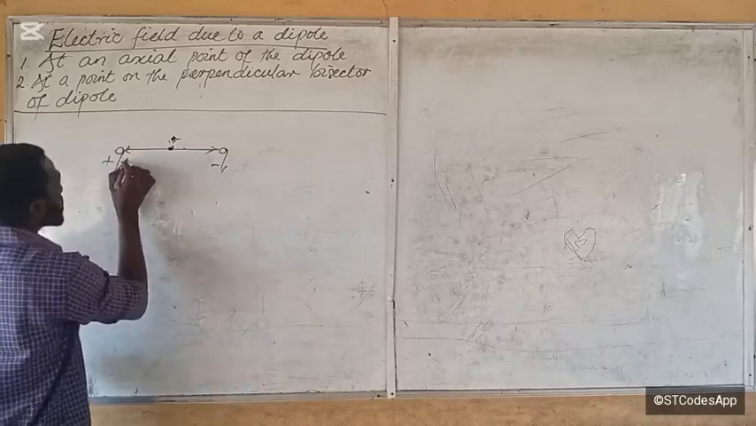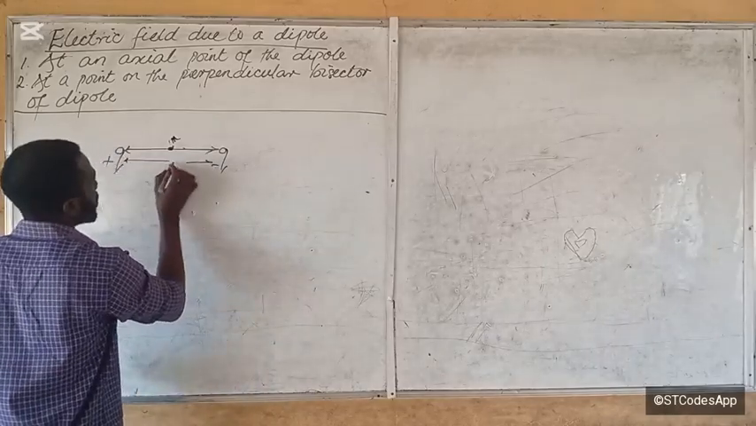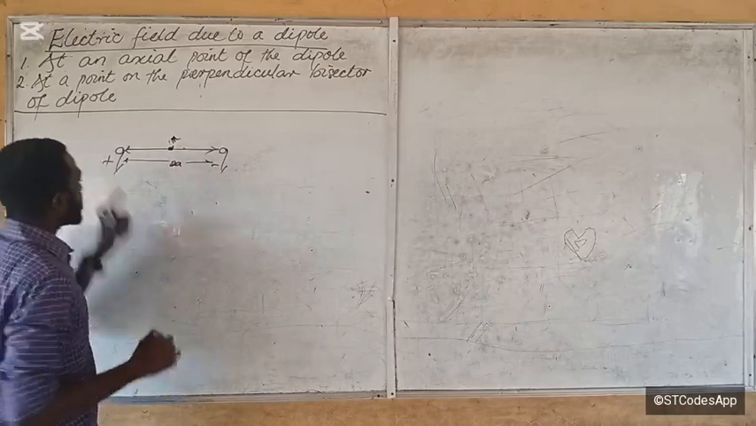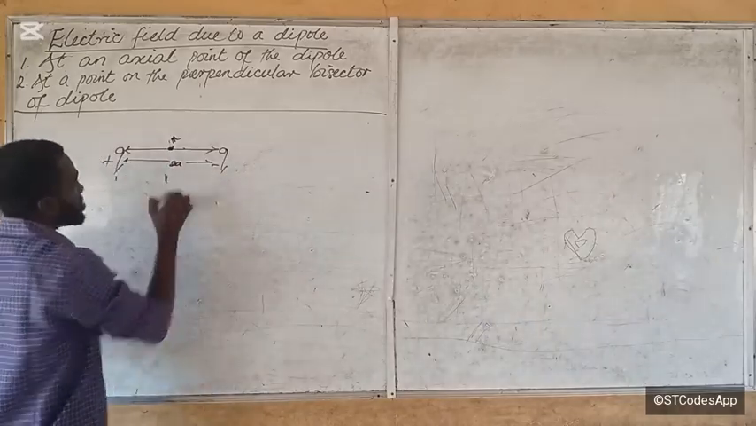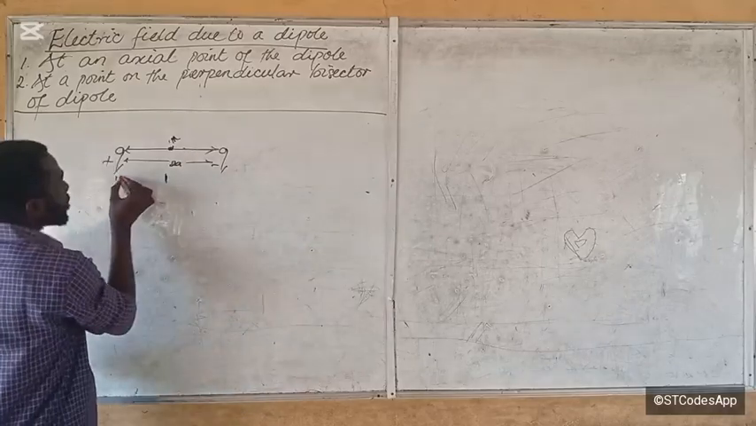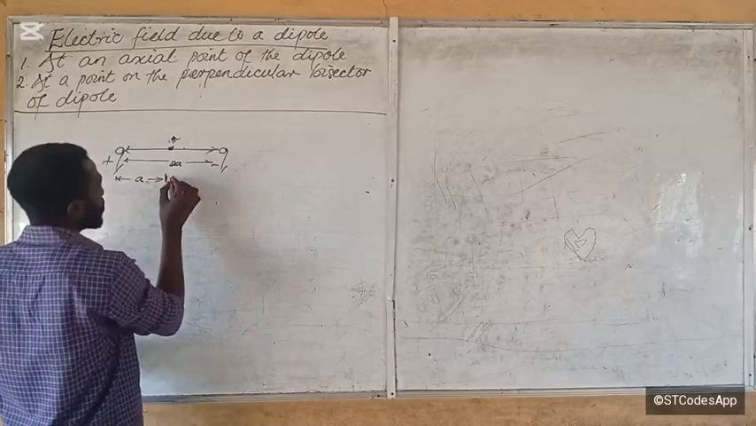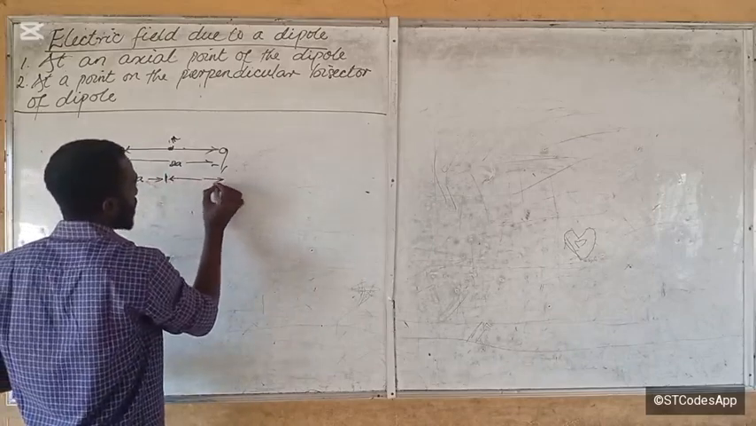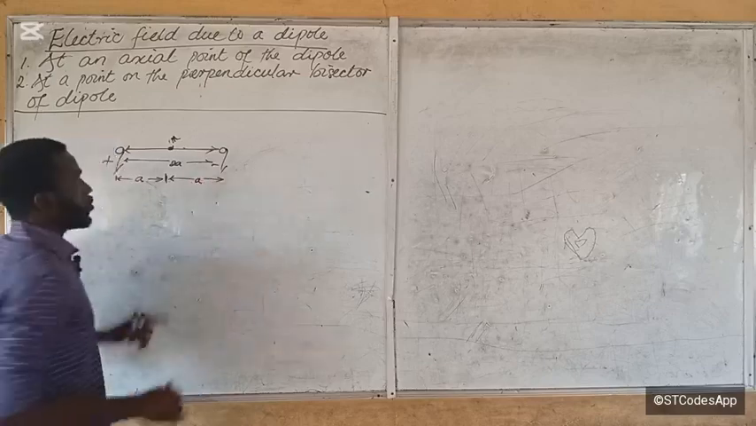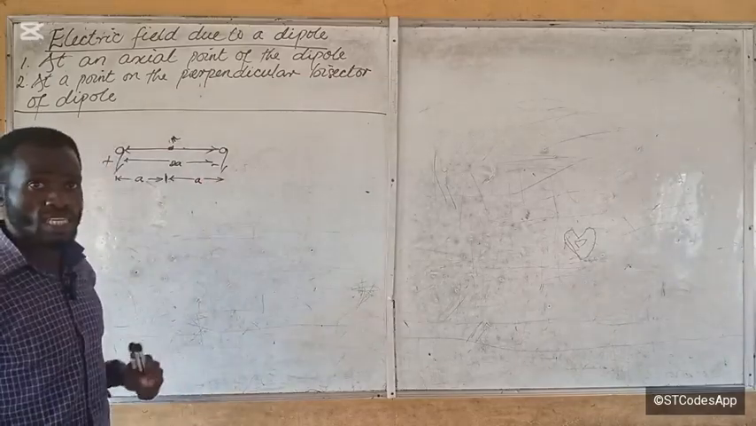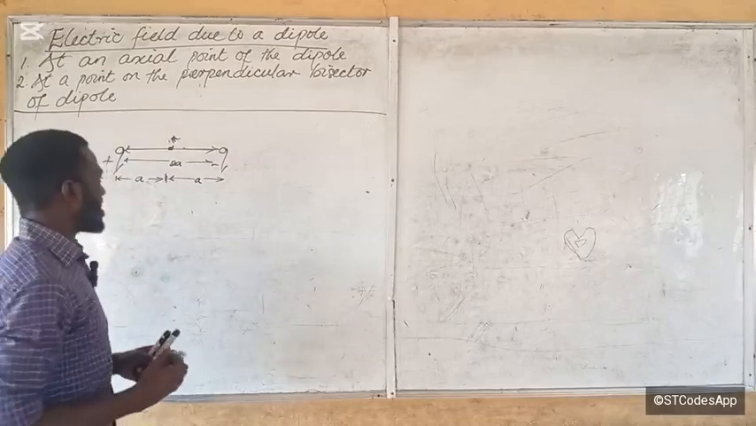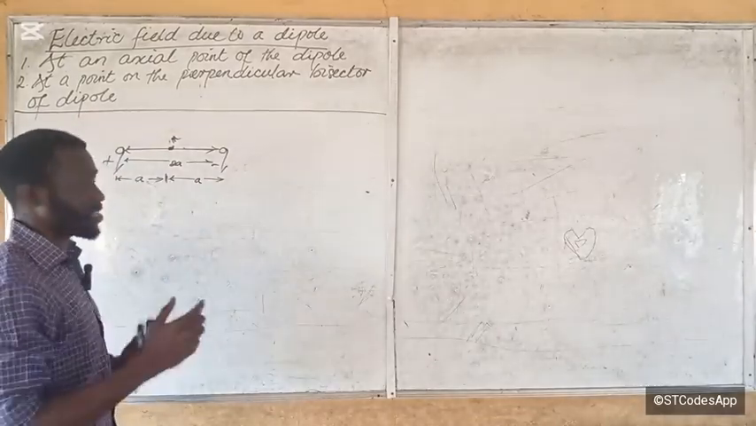Then the distance from here to here is going to be 2A, which means that from here to the midpoint M, we are going to have the distance to be A. And from another point, from this middle again, to the second charge, we're going to have what? A. So the entire length of the distance of separation is 2A. Does that make sense to you?